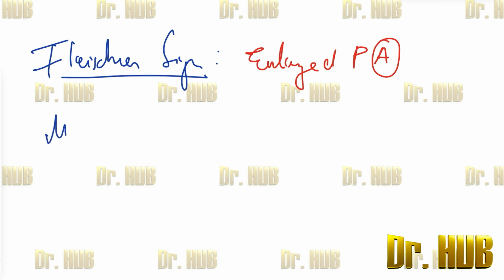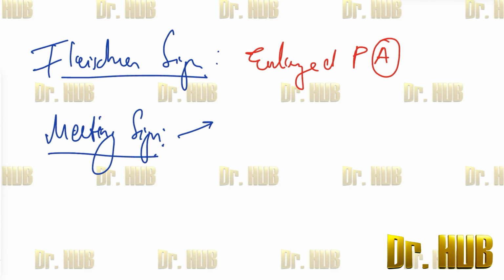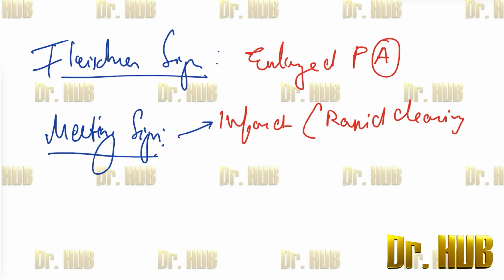And next is something known as the melting sign. So what happens in the melting sign? The melting sign shows a rapid clearing, in contrast to the pneumonic consolidation. So it is nothing but an infarct, which shows rapid clearing in contrast to the pneumonic consolidation.